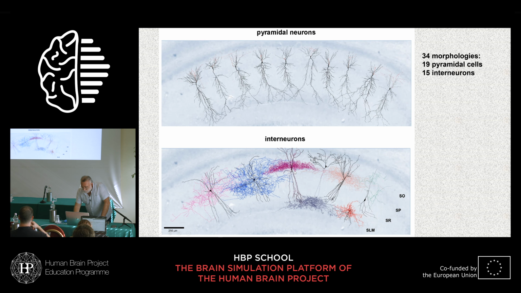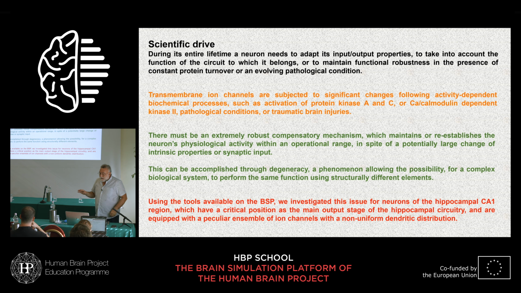Degeneracy is a phenomenon allowing a complex biological system to perform the same function with structurally different elements. In this case, our elements are the ion channels. So we wanted to study how many possible combinations of these channels allow the neuron to work and be consistent with the traces that we see in the experiments.